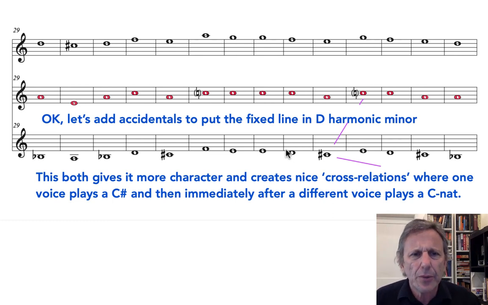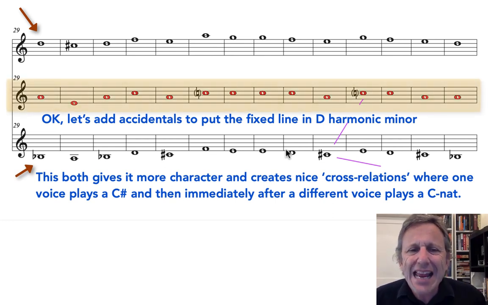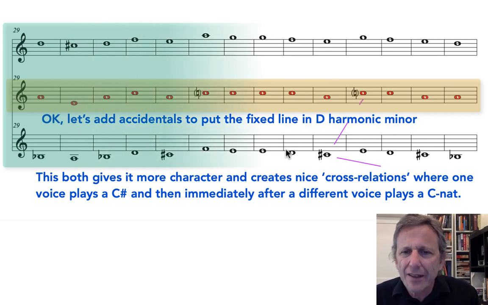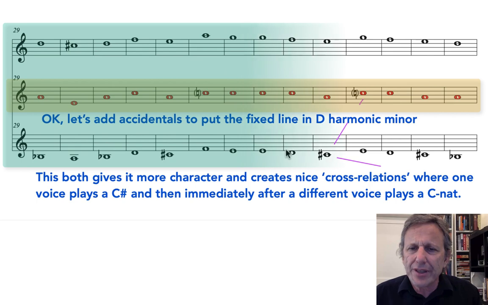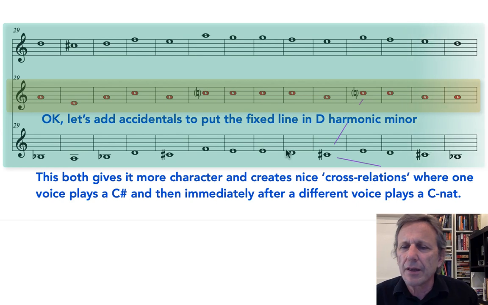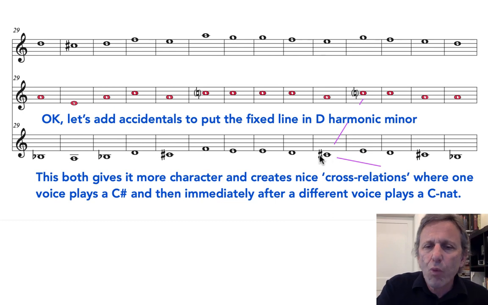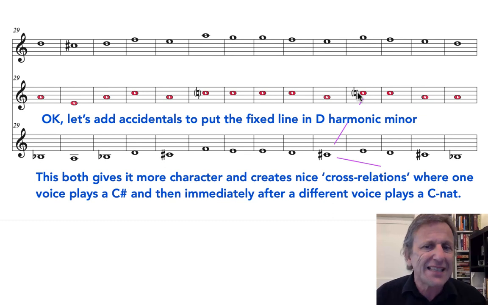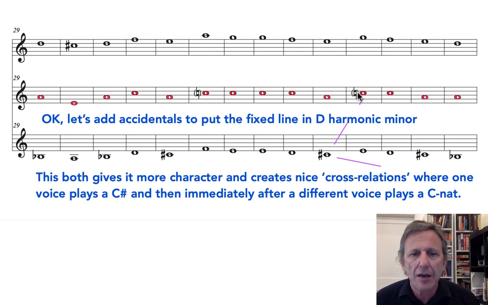Okay, so here we go. Here's this voice with the A minor triad in it. That's pretty. What's going on here? Look at this. See the C sharp in the lower voice? And now there's a C natural in the upper voice. Ooh, pretty. And this is called a cross relation, where one voice has an accidental and then the other voice immediately corrects it or has a different version of that note in the next bar.